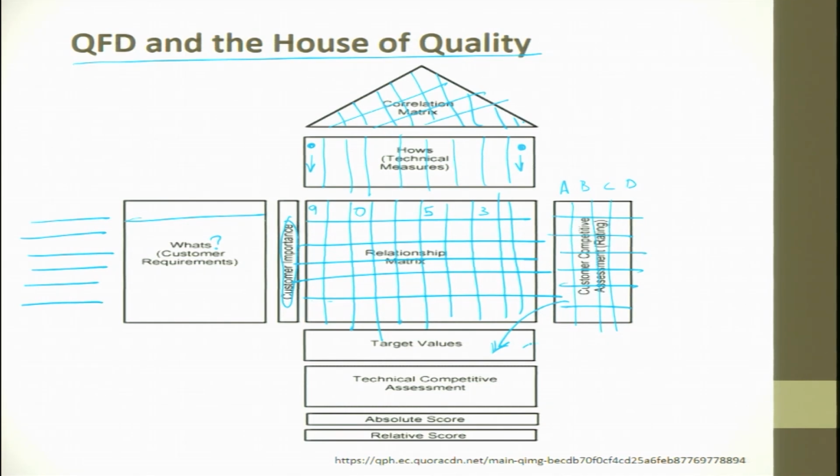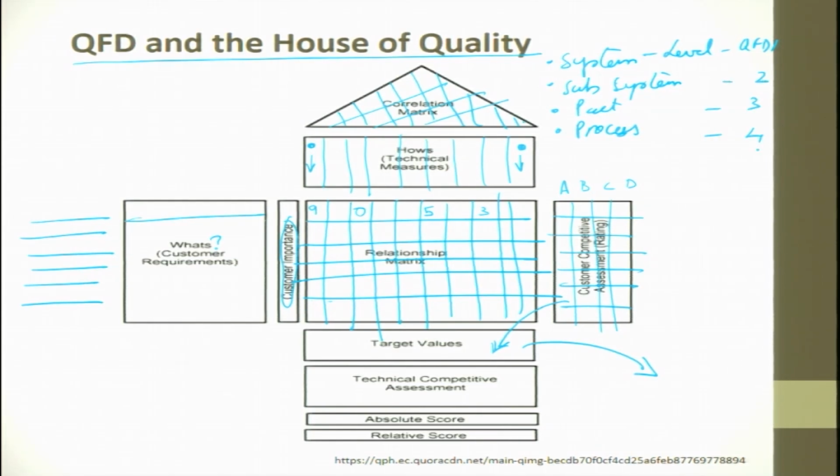This can lead to the second level. For example, you can have a system specification, then a subsystem specification, then a part specification, then a process specification. That means from level 1 QFD, that is QFD 1, you can have QFD 2, QFD 3 and QFD 4. You take the target and start working on the next QFD, again putting that as customer wants. Then from this you go to this, from here you go to this.